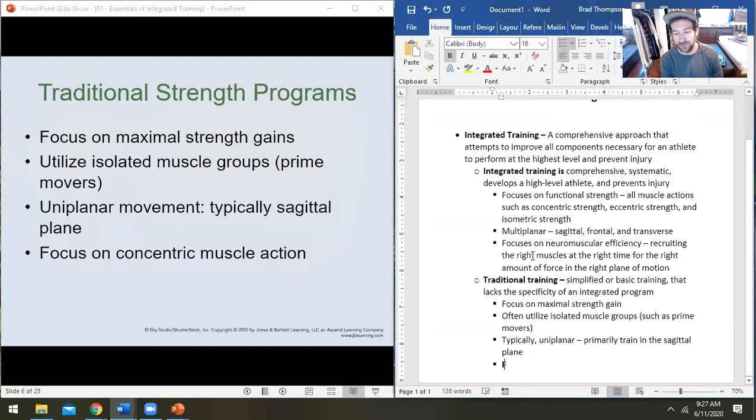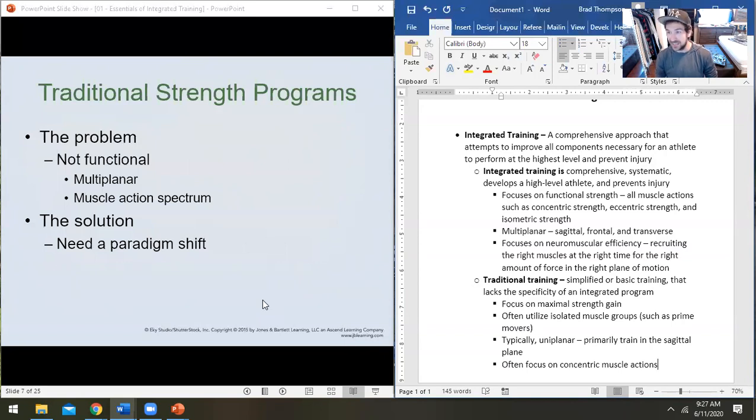And then a lot of times they also often focus on concentric muscle actions. A lot of times with traditional programs, you see somebody in the gym lift, and then they just drop it, right? They're like, yeah, I did it, and they bail with their barbell. That's a lot of concentric strength. You're not really focusing on eccentric.